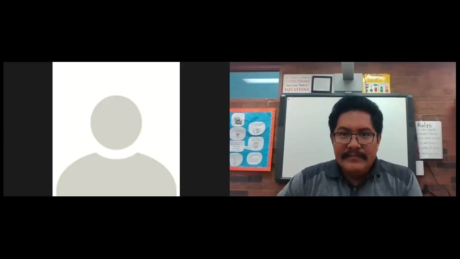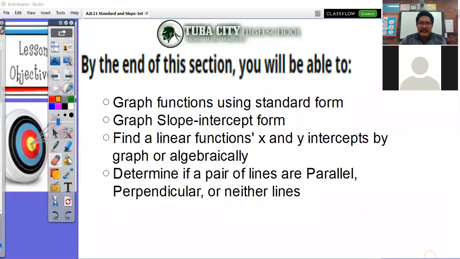Let's get started. All right, so we're going to do standard form and slope intercept form. By the end of this lesson, you will be able to graph functions using standard form, graph using slope intercept form, find linear functions' x and y intercepts, and graph algebraically using them. Determine if a pair of lines are parallel, perpendicular, or neither.